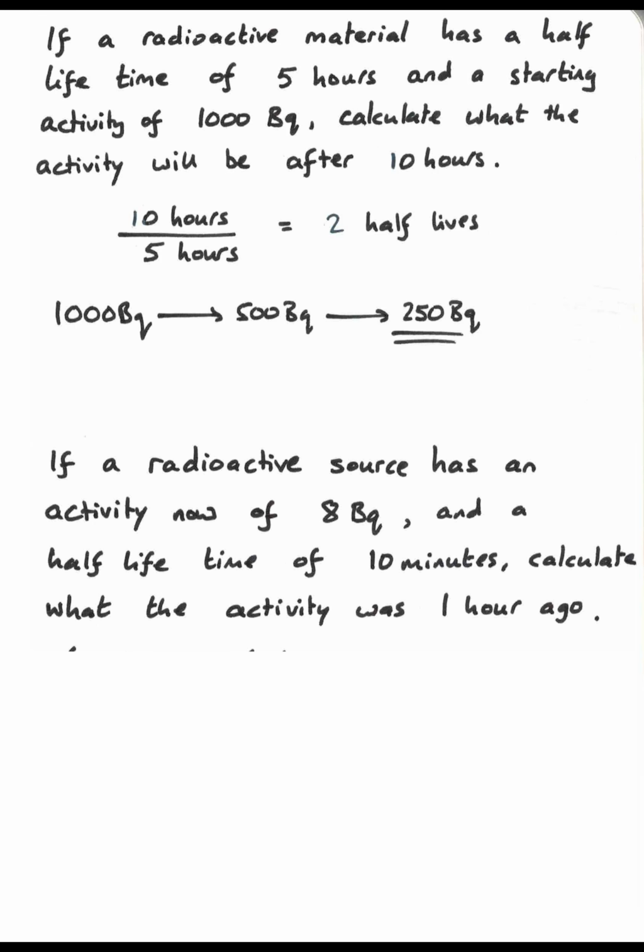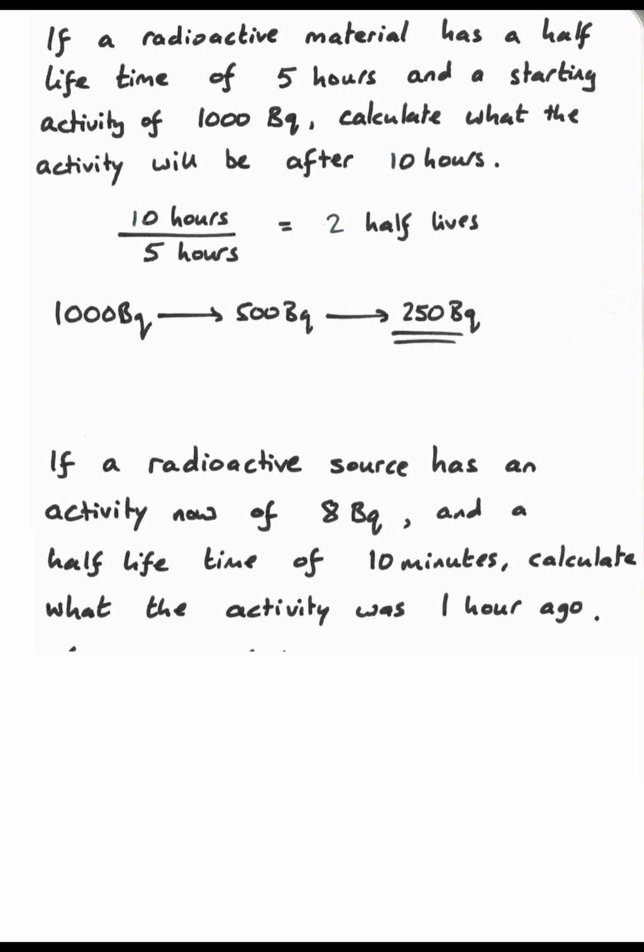A slight variation on these questions is when they ask you what the activity was at some time in the past. But the thing is, in the past the radioactivity would have been greater. So if we are asked to go back in time, we multiply by 2, a certain number of times, not divide.